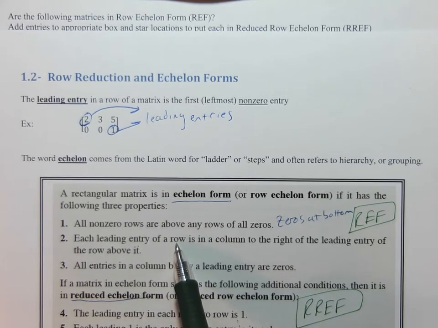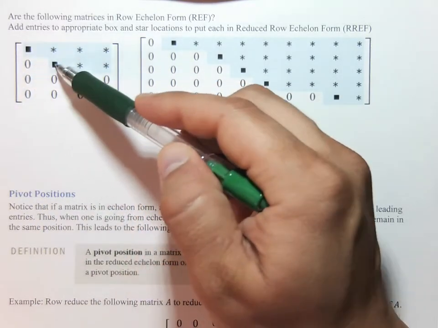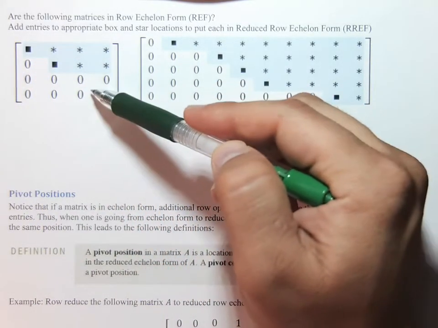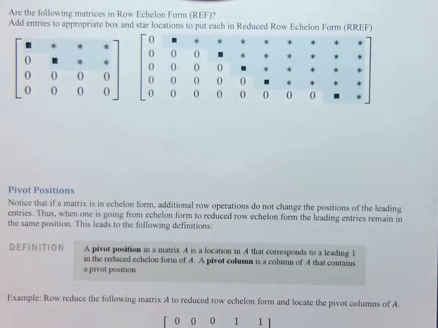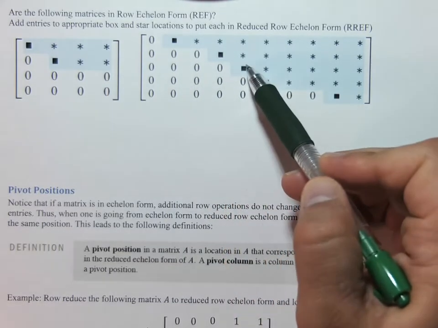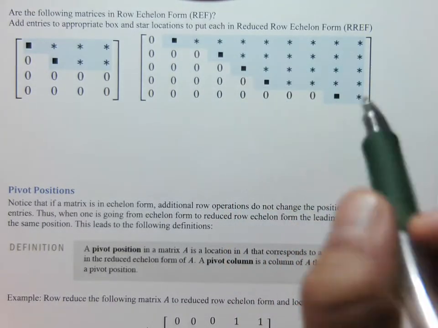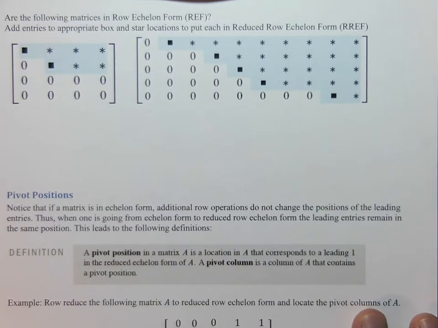Each leading entry is to the right of the one above it. So let's look at the leading entry. Leading entry, down and to the right. Leading entry, down. Oh, there aren't any more, right? Everything below it is 0. So that one satisfies REF, and the same thing's true with the other one, right? Leading entry, down right, leading entry, down right, leading entry, down right. So these are both in REF, just regular row echelon form.